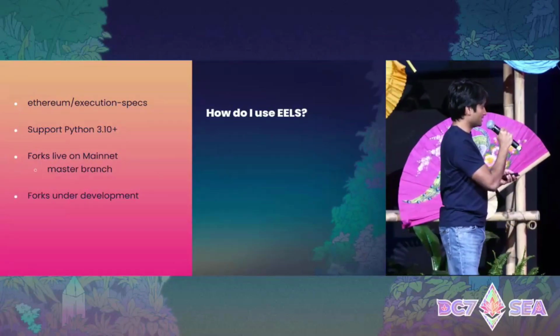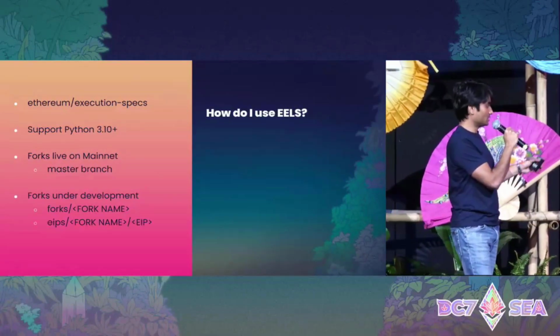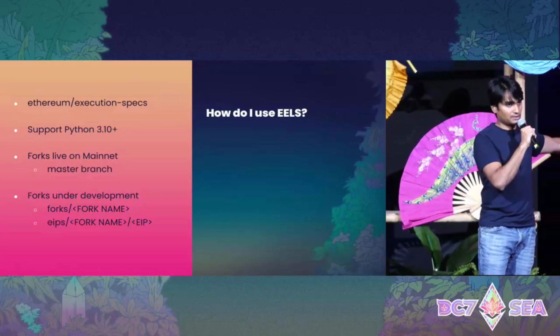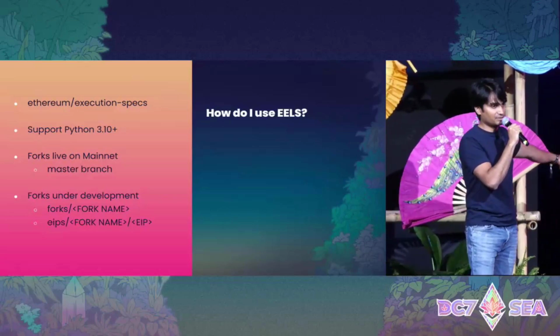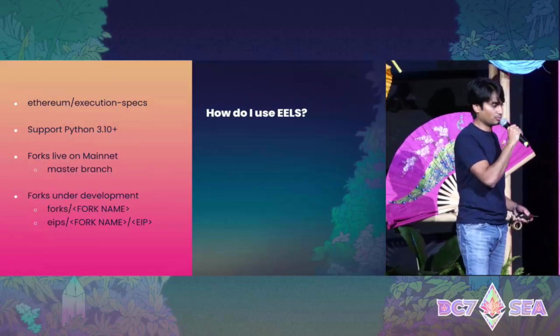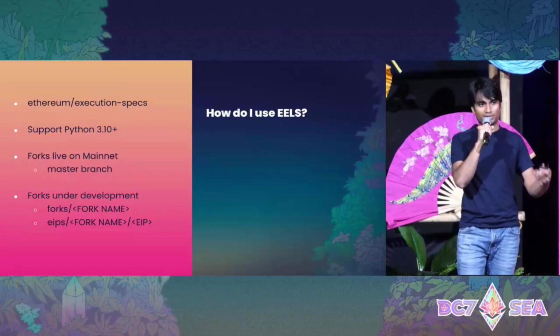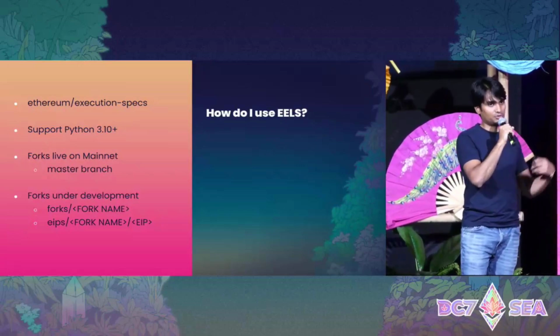And the forks that are under development are in their own branch. This is the nomenclature that we use. Prague is the current development fork, and each EIP within Prague is maintained in its own branch separately. So if you were trying to add a PR, you would create a new EIP branch for your EIP.